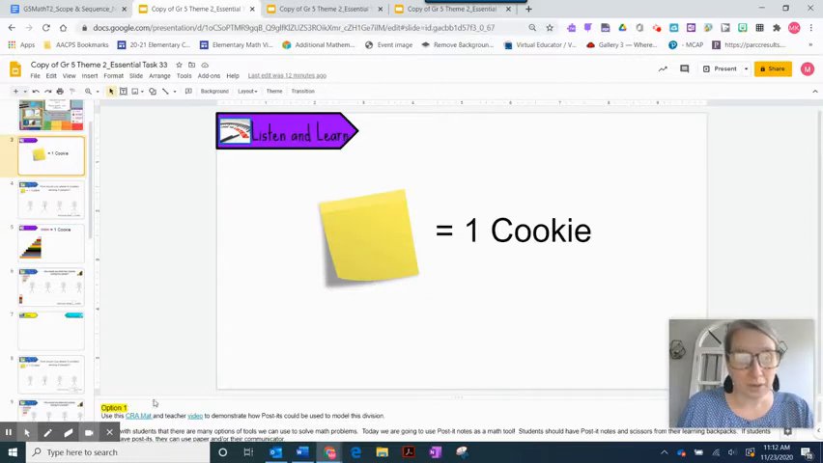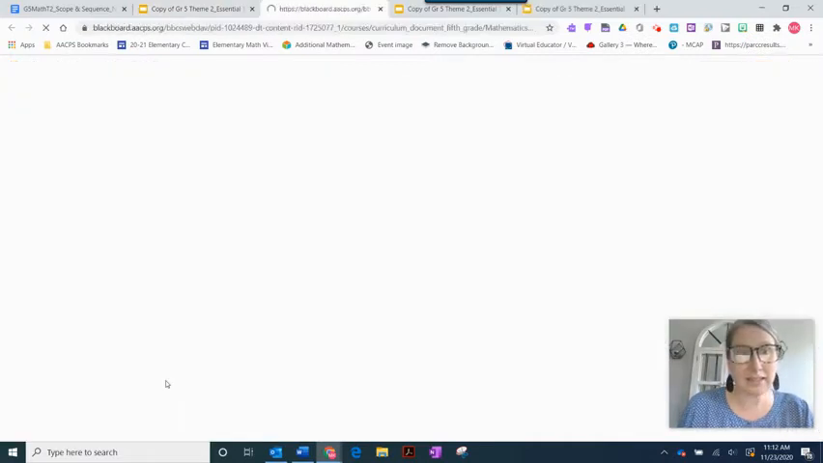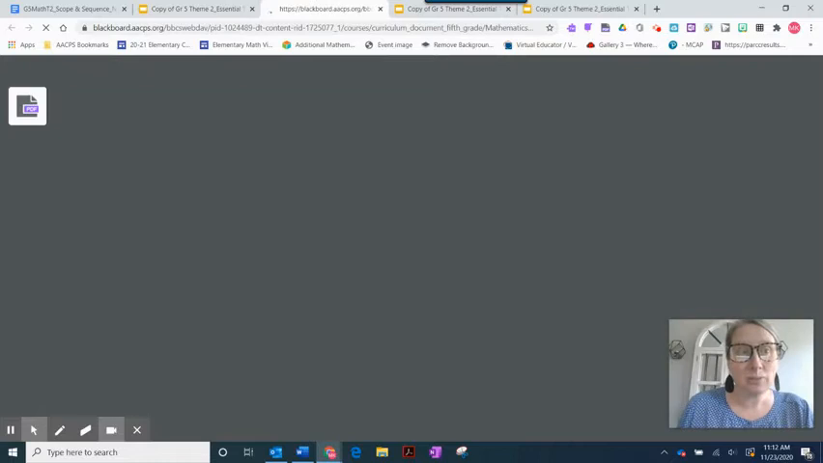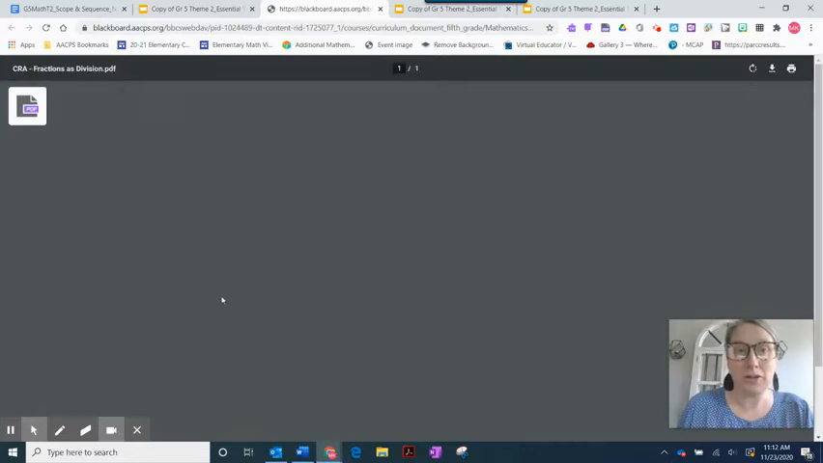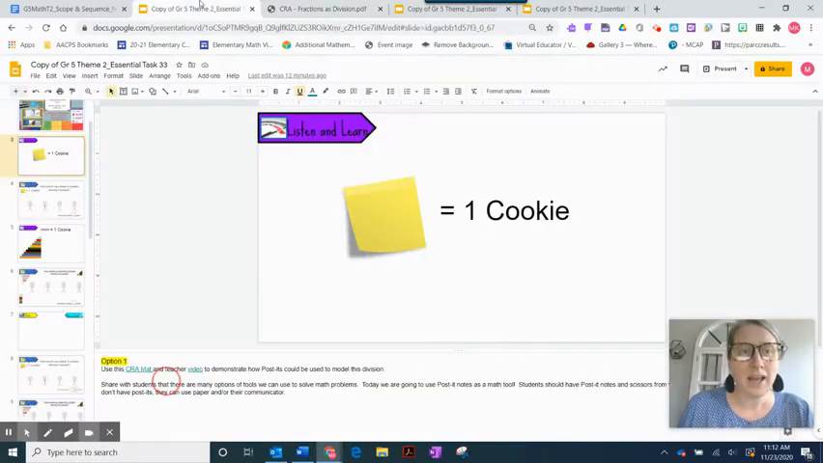Really quickly, I meant to show you this while I was on the slide. I apologize. There is a CRA mat here. This CRA mat lives in Blackboard. You probably remember it when you were looking at Unit 5 before. So thinking about what this looks like in that concrete version and using those Post-it notes, we can really make this concrete. There's also a teacher video here in that CRA mat, and I linked it as well in these notes, how you could model division using those Post-it notes.